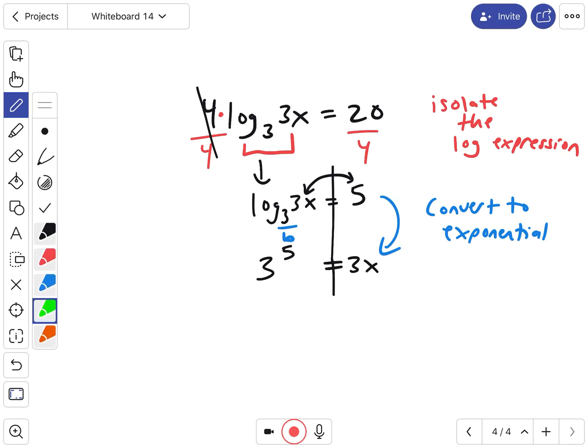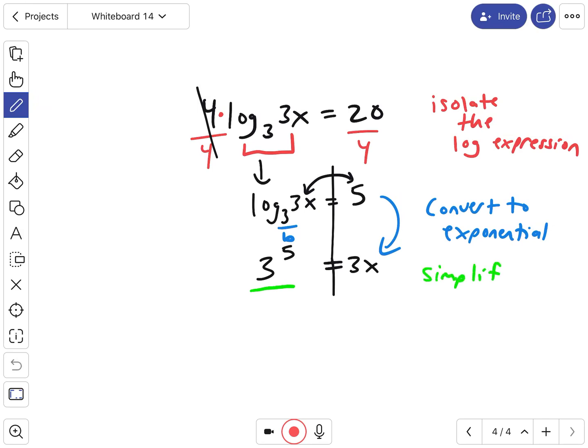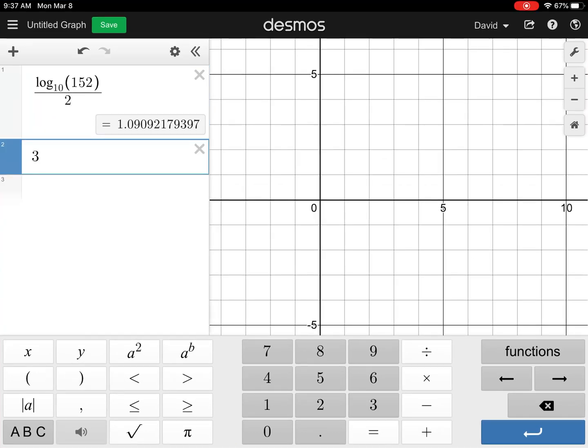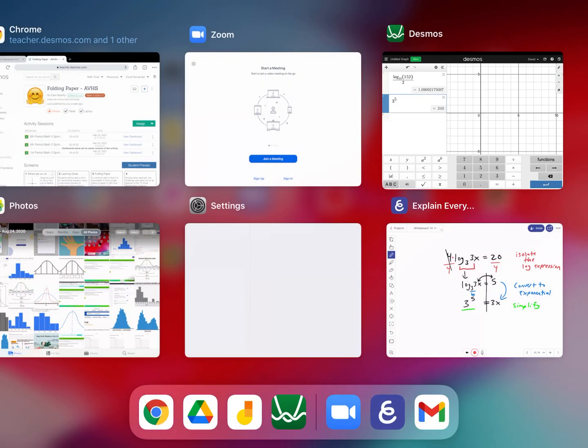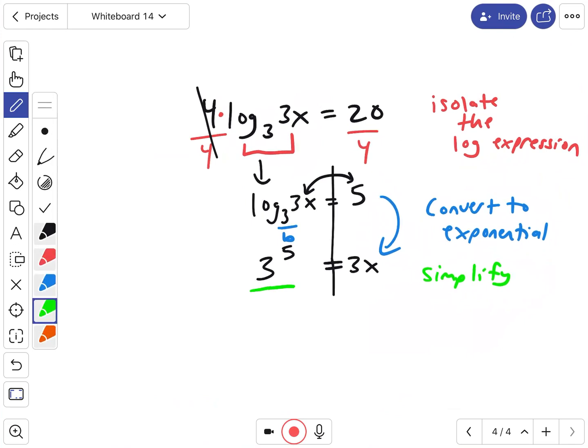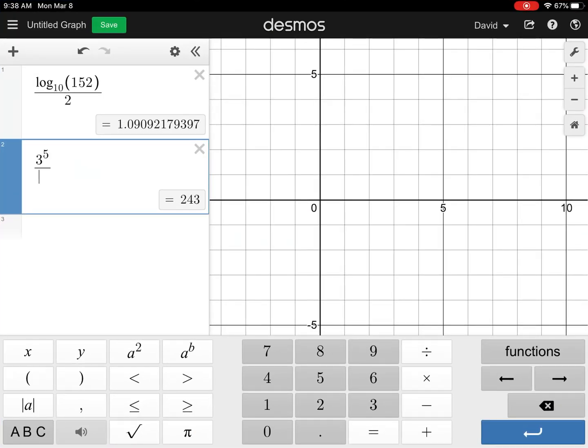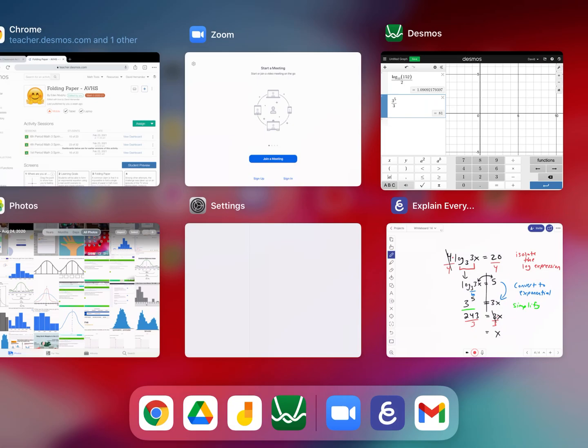Okay, so the good news here now is this is something we could put in the calculator. We can actually simplify this. So 3 to the 5th is, let's see, 243. So 243 equals 3x. And then we could now divide by this coefficient here. Divide by 3 to both sides, and you have x equals, let's see, 243 divided by 3 is 81.